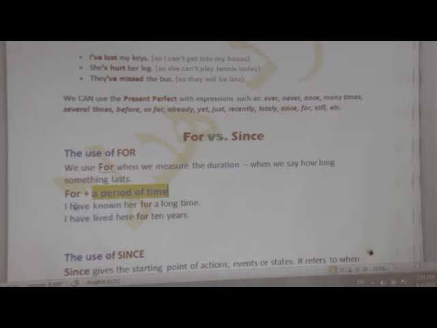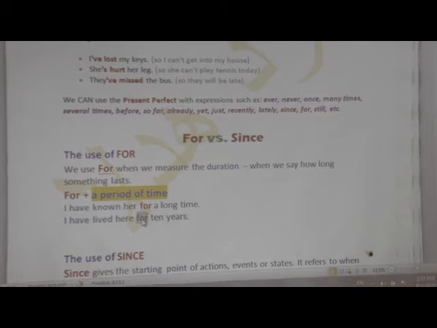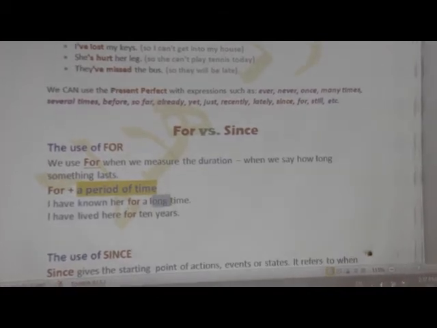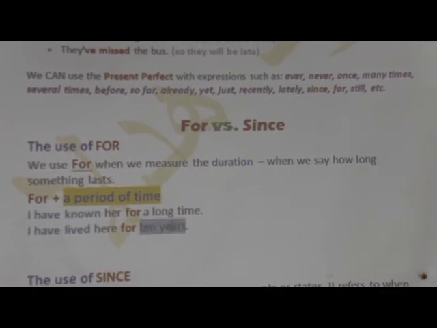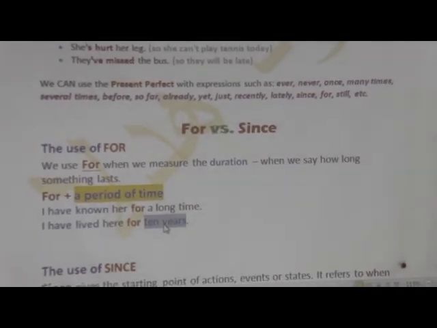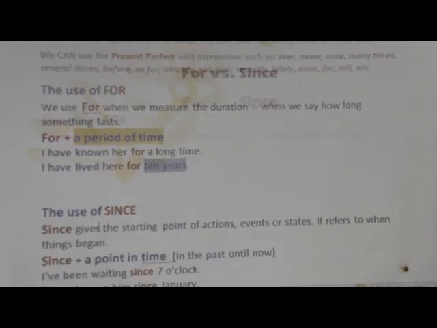For example, I have known. So this example is in the present perfect form. I have known her for a long time. I have lived here for 10 years. So pay attention. We are talking about the duration. We are using a period of time. Here we are talking, for example, about 10 years, 5 years, 3 months, 2 weeks, 2 hours, etc.